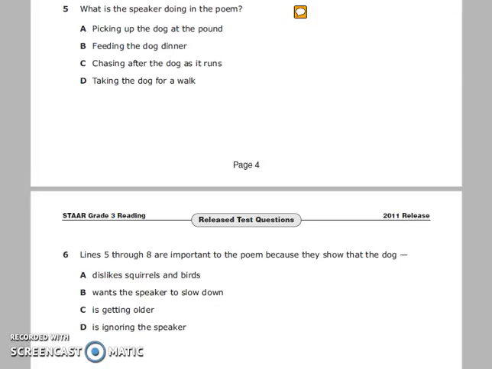And lastly, question number 6. Lines 5 through 8 are important to the poem because they show that the dog, and we've already discussed this in the earlier question, that if the word because is in there, then they're asking you why. Why did this happen? So next to it, we're going to write the word why.